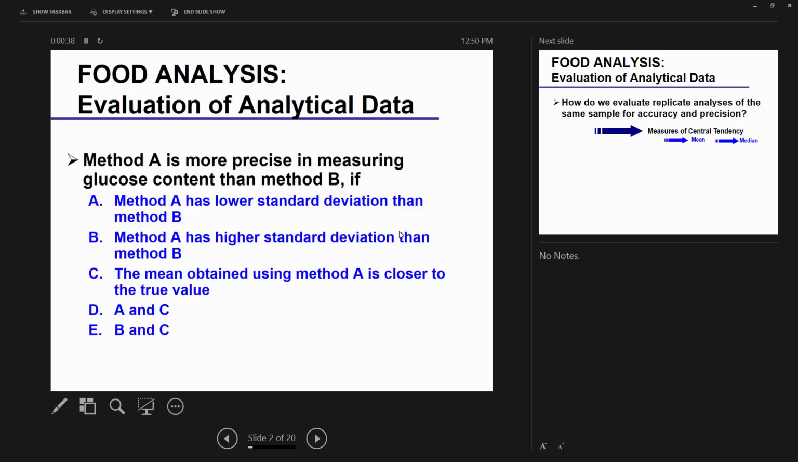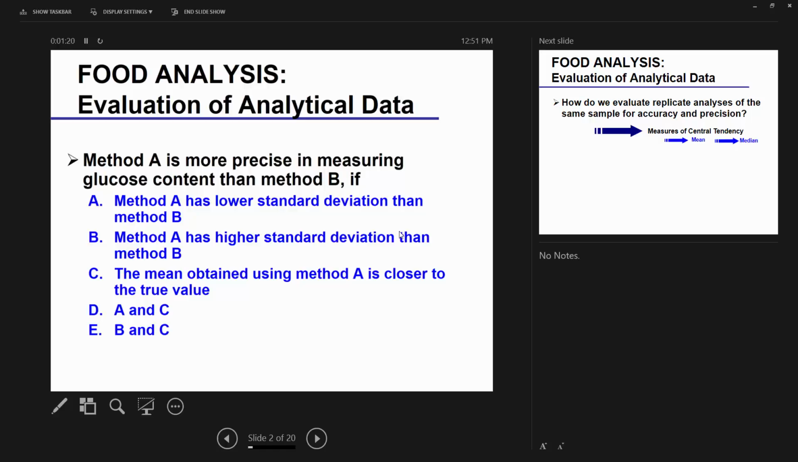So knowledge check. If method A is more precise in measuring, let's say, glucose content than method B, which one of these answers are correct, Josie? I'd say just A. A. Any different answer than A? B. Wait. A and C. Any other answers? Sven? E. So you like the C, it seems like.